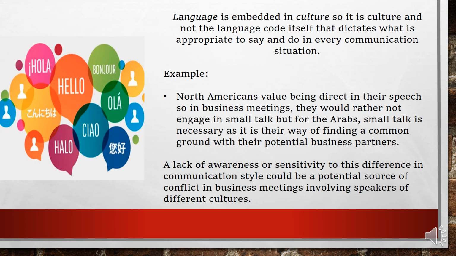Now it says here that language is embedded in culture. So it is culture and not the language code itself that dictates what is appropriate to say and do in every communication situation. According to Day Translations in 2018, language and cultures are intertwined. A particular language usually points to a specific group of people. So when you interact with another language, you are also interacting with a culture that speaks the language. You cannot understand one's culture without accessing its language directly.